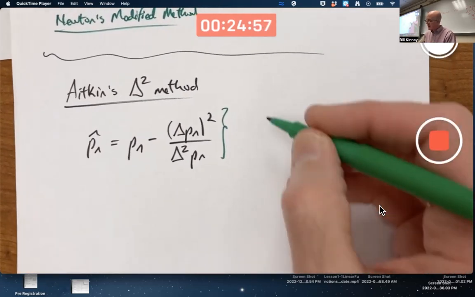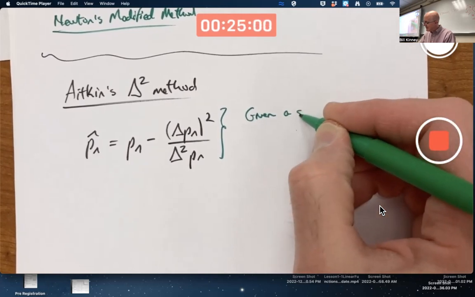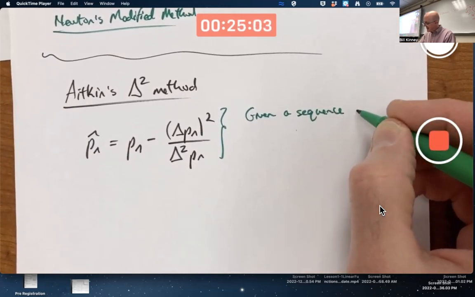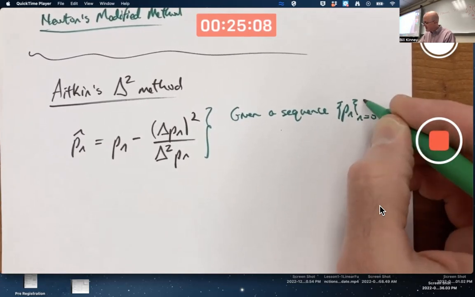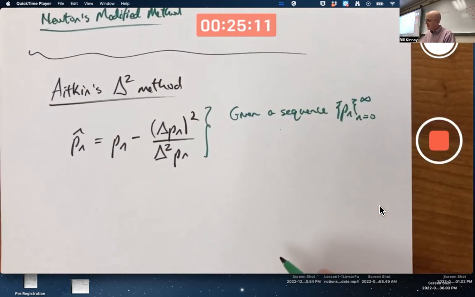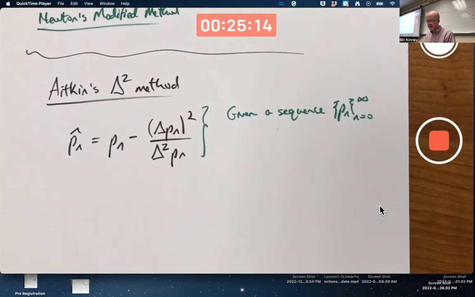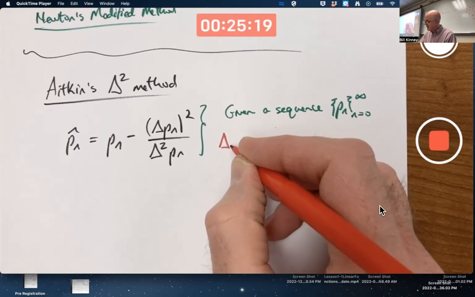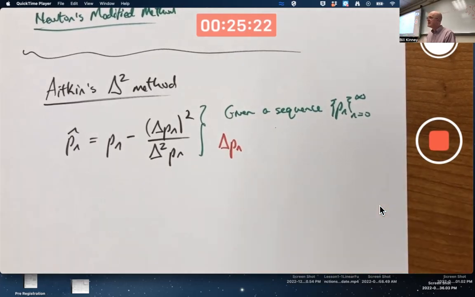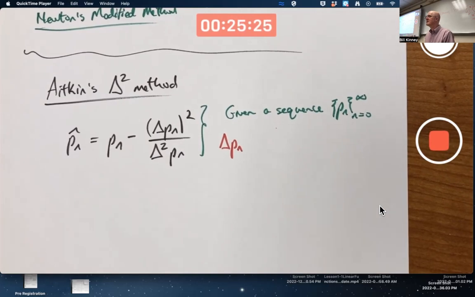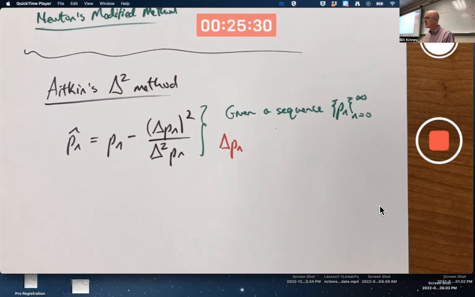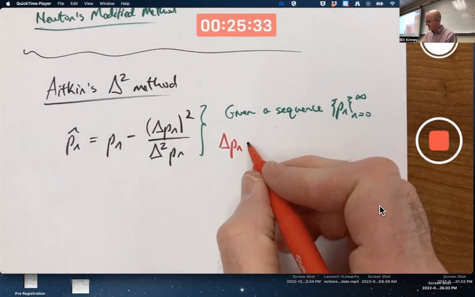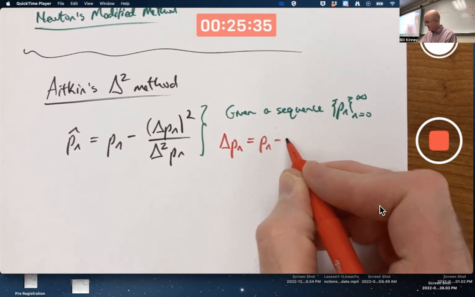In this formula, we are given a sequence P sub n. Typically, we'll let the subscript n start at 0, and we're imagining it going up to infinity. For that given sequence, we can create new sequences. Delta P sub n, by definition, is a symbol that represents a new sequence formed from this old sequence by taking differences. Change in function values, you could say. It's P sub n minus P sub n minus 1.